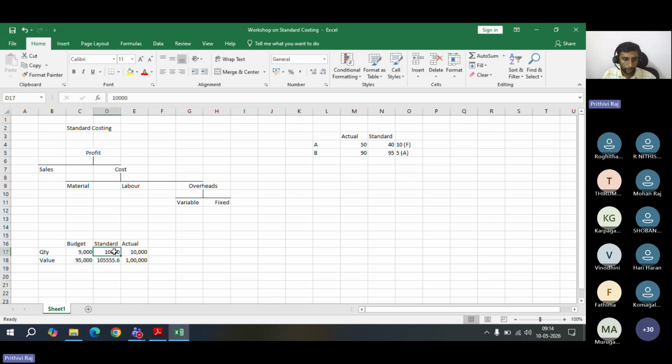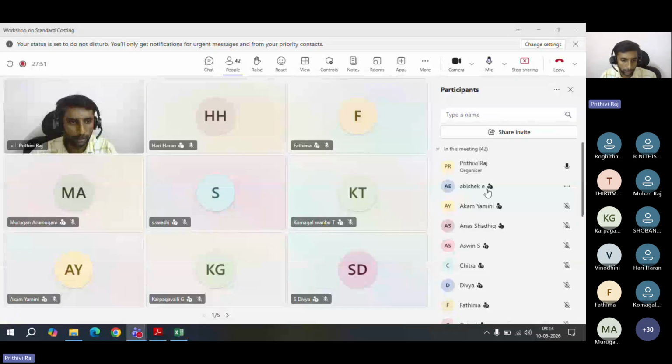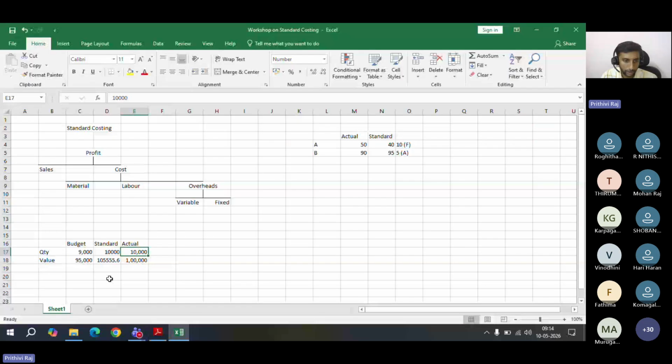So what I'm going to compare: the standard quantity is always with respect to actual output. This word is important. The standard quantity is always with respect to actual output. So now there is a like-to-like comparison. I'm comparing 10,000 material quantity and comparing with 10,000 actuals. So there is an apple-to-apple comparison. So I can't compare 9,000 and 10,000.